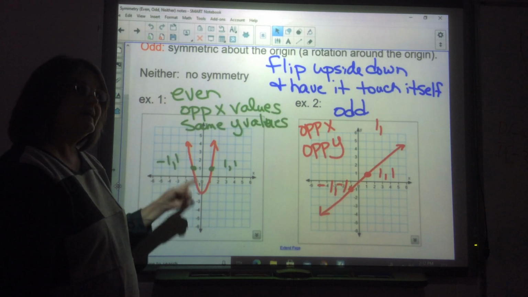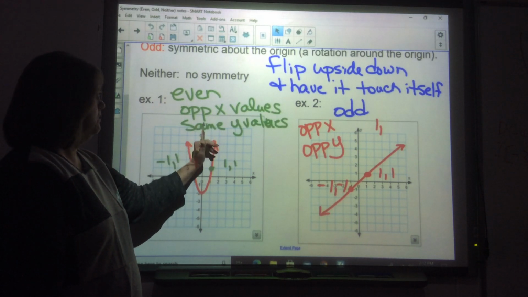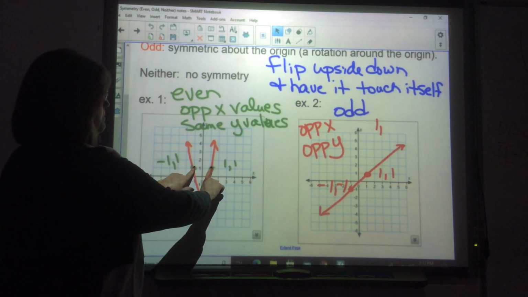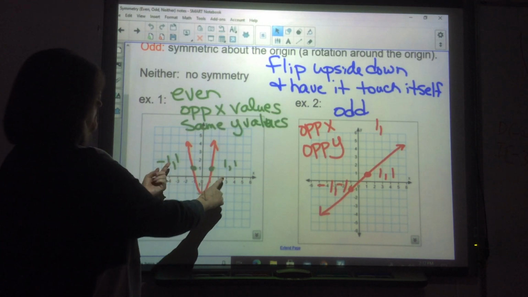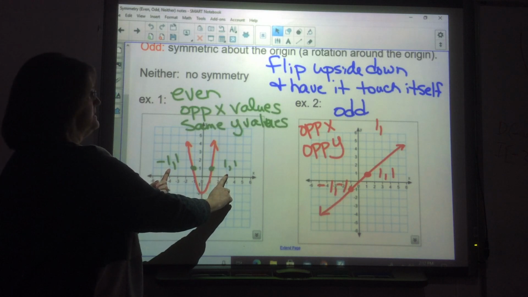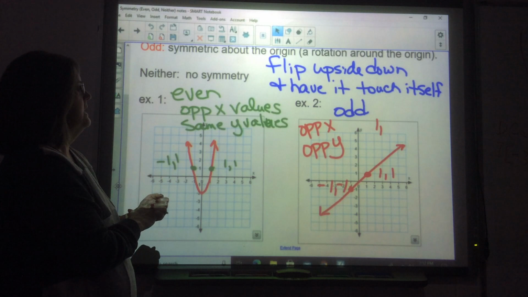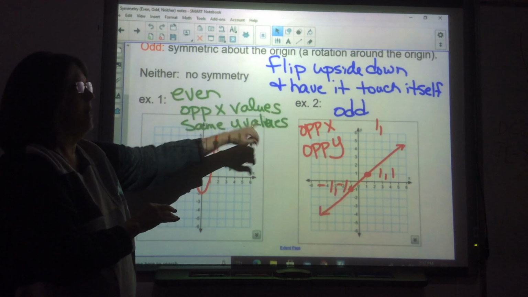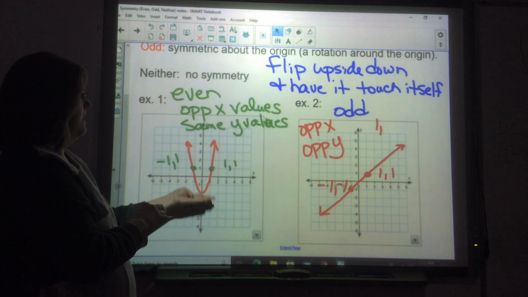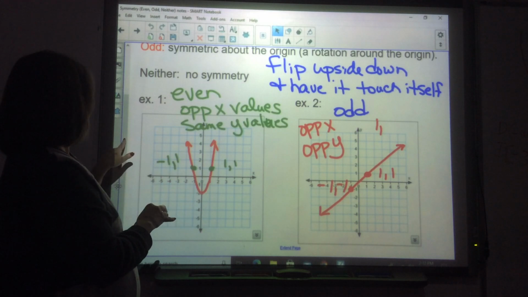have the graph touch itself. So if I folded it here, I've got the same point on this side that I do on that one. My x values are opposite values, opposite x values. One's positive, one's negative, but they have the same y values. So that makes a function even.